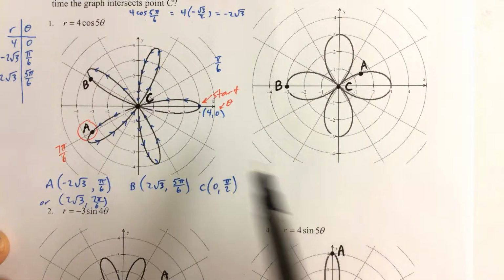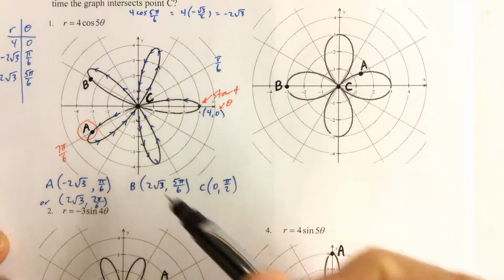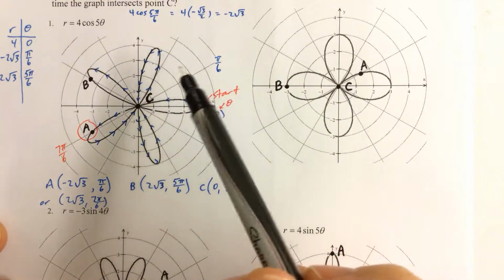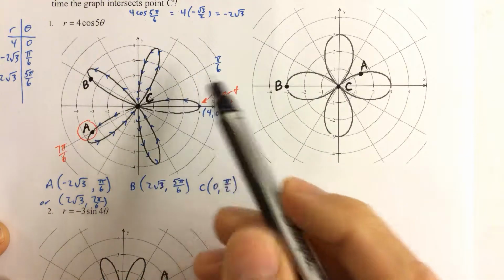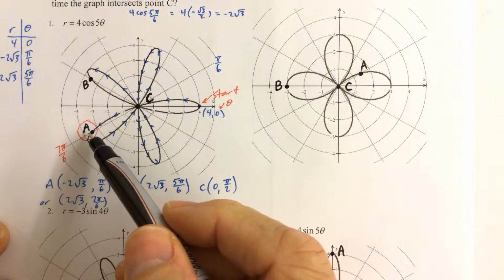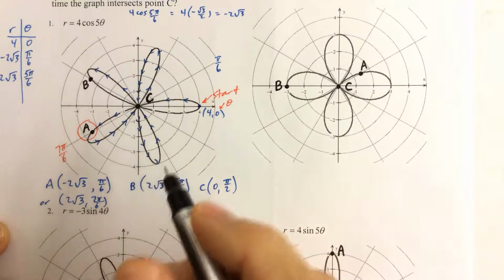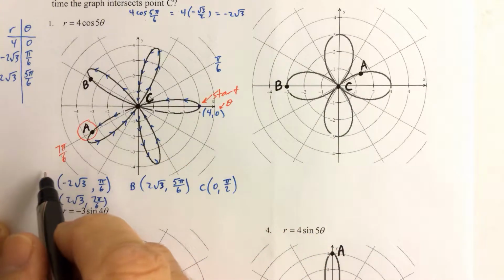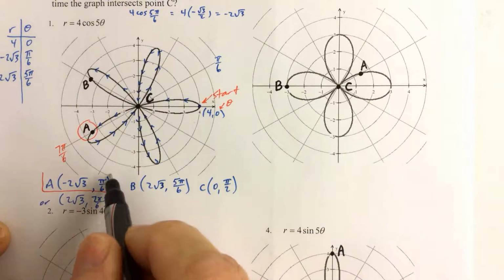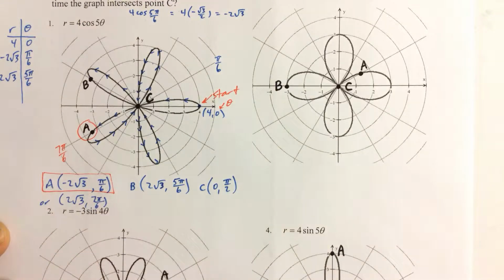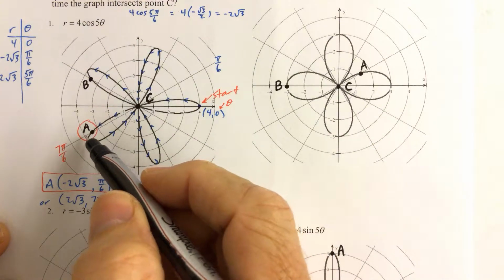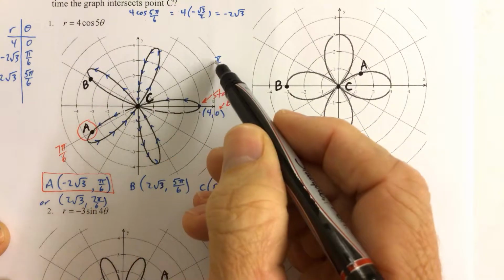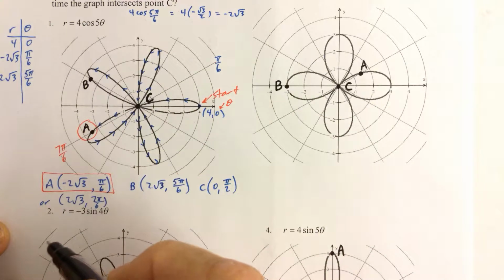So the first thing I would do is I'd plug in pi over 6. Plugging in pi over 6, we get negative 2 radical 3. And if that puts us over here in the third quadrant, so be it, then we're done. So point A has coordinates negative 2 radical 3, comma, pi over 6. That's it. Just plug in theta equals pi over 6 because A is on the line that has the angle pi over 6 or 7 pi over 6.